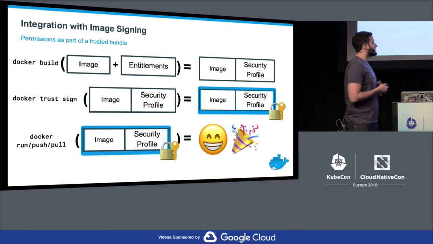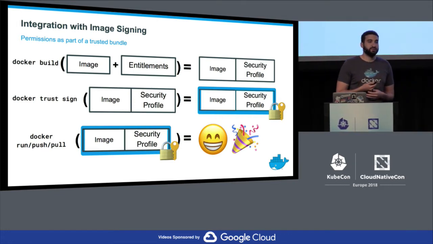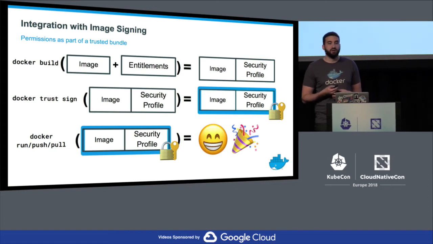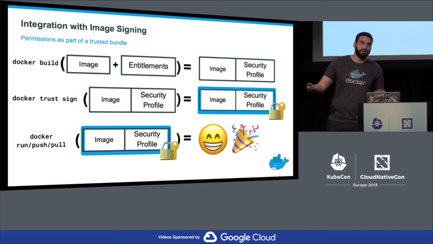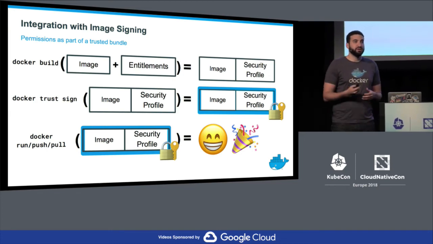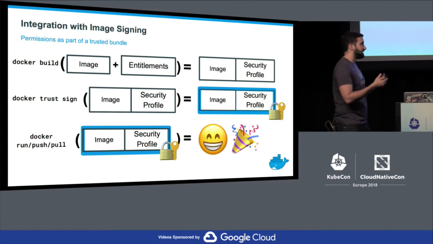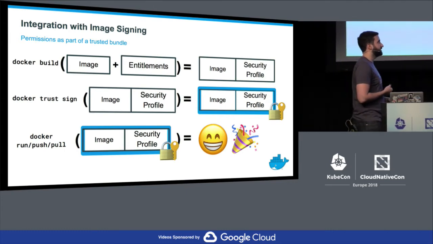So that's the idea. Mobile platforms do that for applications. Even macOS and Windows do that. In the container ecosystem, we should be able to have trusted security profiles along with the images.